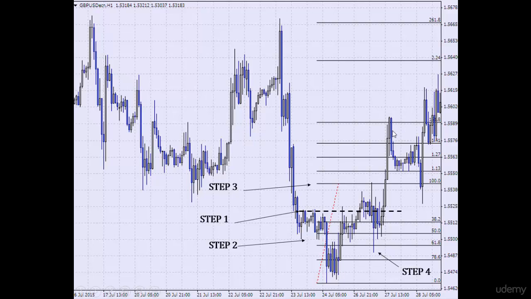The market rallied straight to the 1.618 level, fell, and then rallied again.